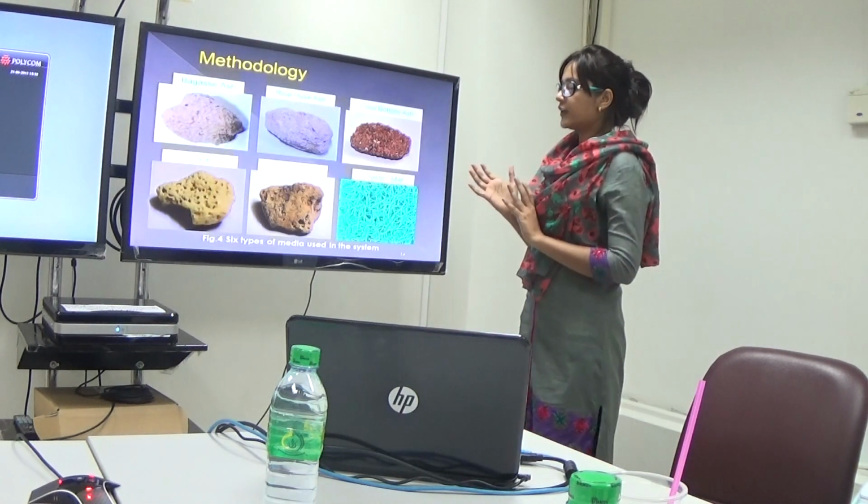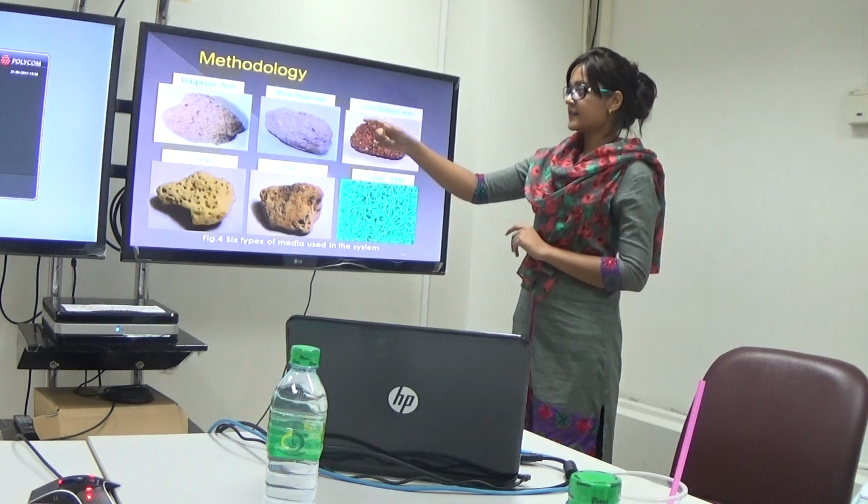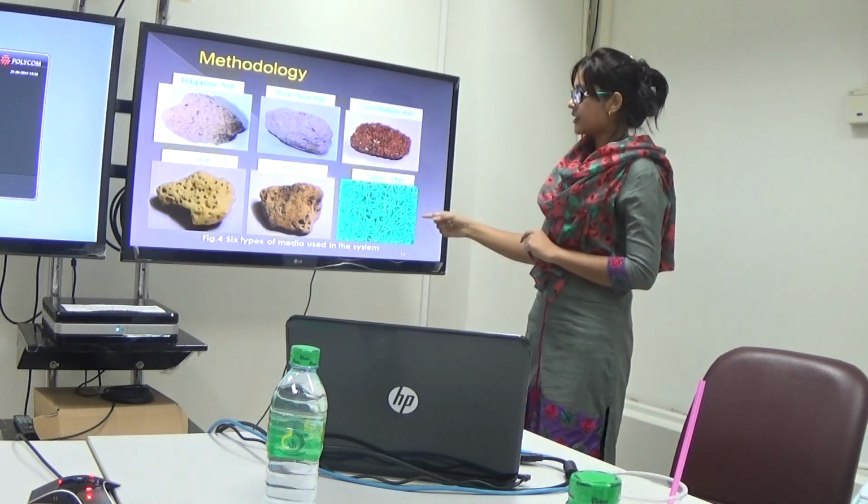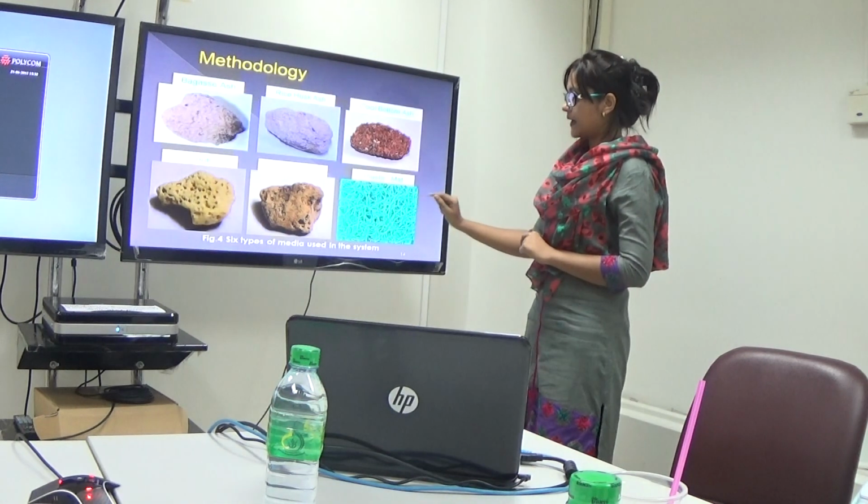So finally we get the media like bagasse ash, and this is the rice husk ash, this is coal bottom ash, and the commercial ones are coral, pumice and plastic mat.